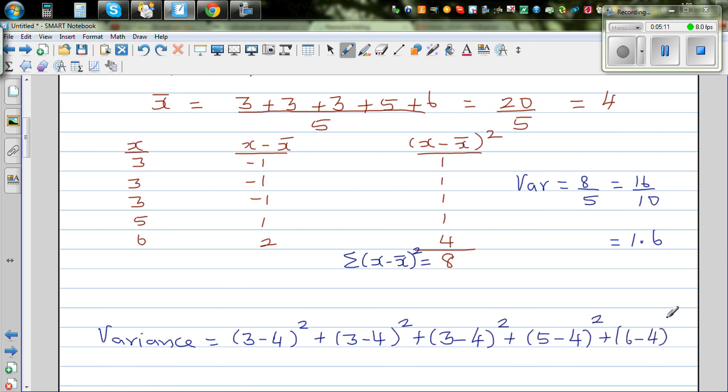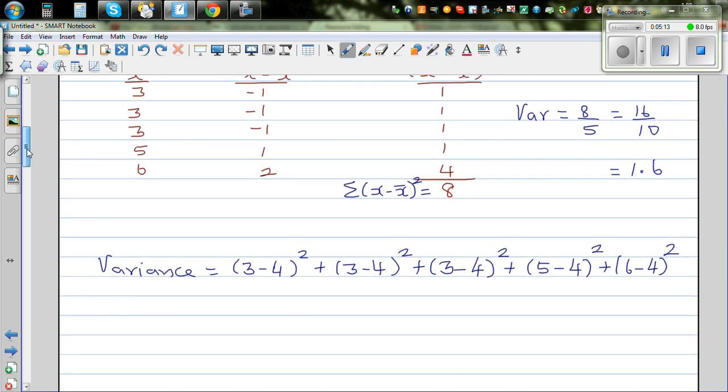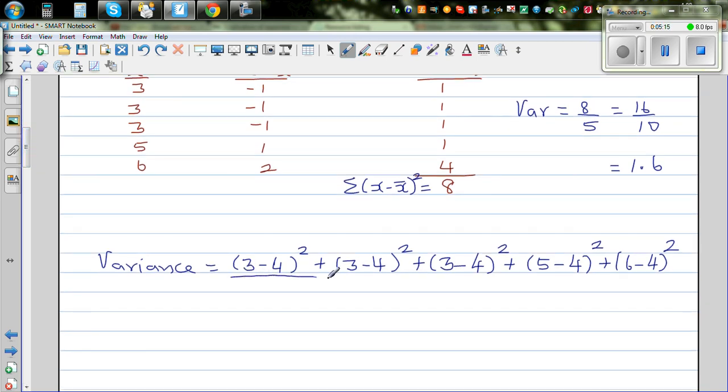I'm trying to explain this because students tend not to understand that the variance of a random variable is nothing but the variance of any data that you find, divided by n. Now you can see how many lots of 3 minus 4 squared there are?